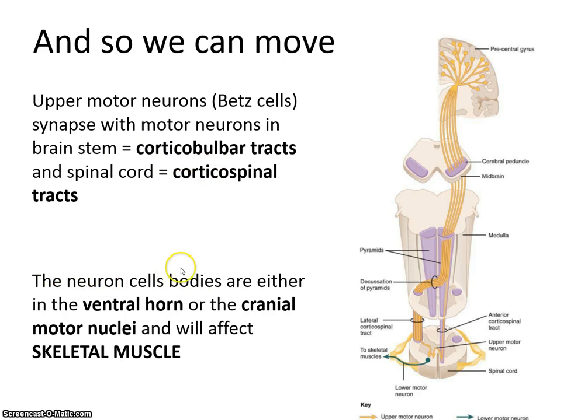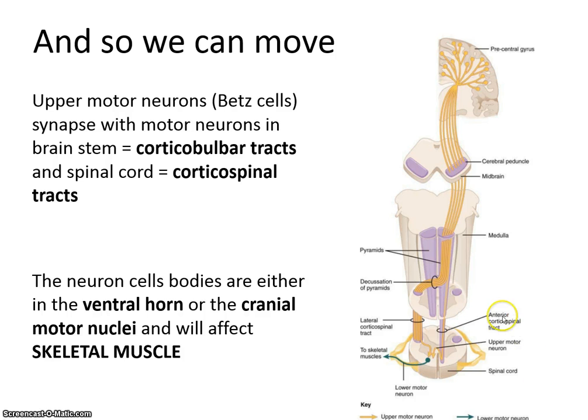The neuron cell bodies are either in the ventral horn or the cranial motor nuclei. So we have a very distinct organization. We looked at the ventral horn in the spinal cord. As for the cranial motor nuclei, we didn't point them out specifically. They're scattered, and these will affect skeletal muscle.